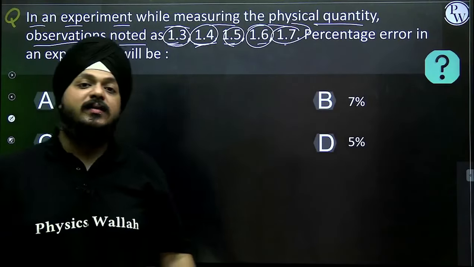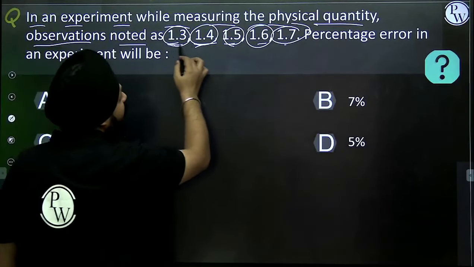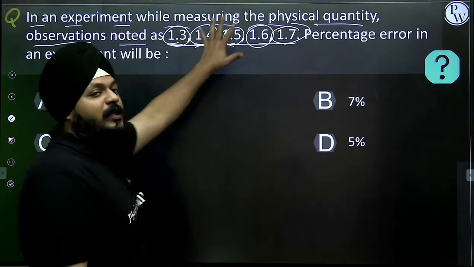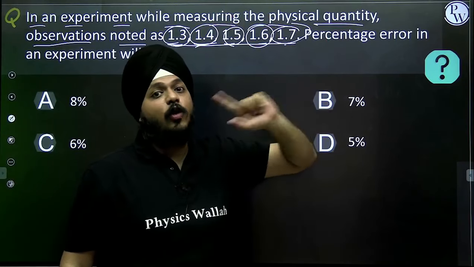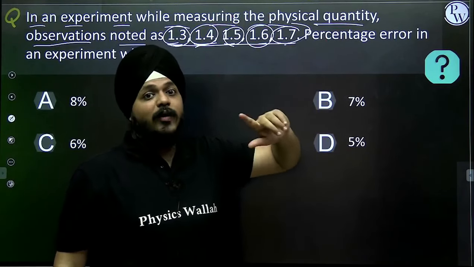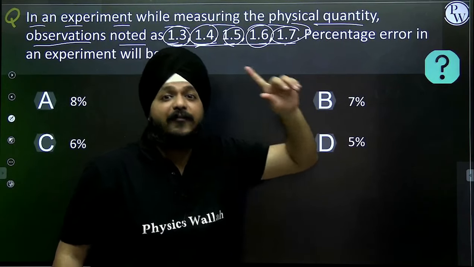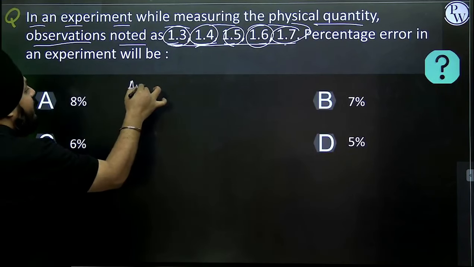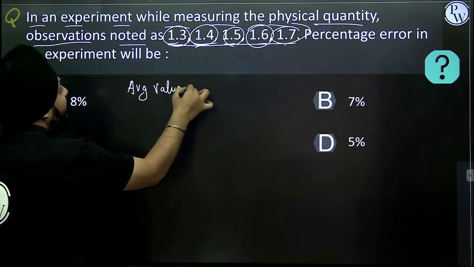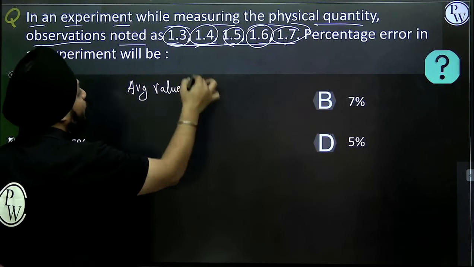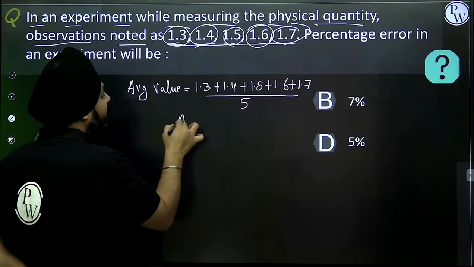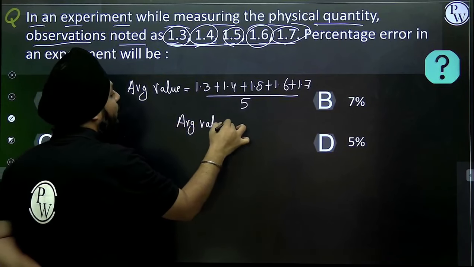In this experiment, it's very simple. How many observations are there? 1.3, 1.4, 1.5, 1.6, 1.7, so 5 observations are there. It means that first of all, we are not aware of the true value. So in this case, your first step will be to calculate the average value, and that average value will be our corrected one. So what will be the average value? The average value will be equivalent to 1.3 plus 1.4 plus 1.5 plus 1.6 plus 1.7, whole divided by 5. So the average value is 1.5.